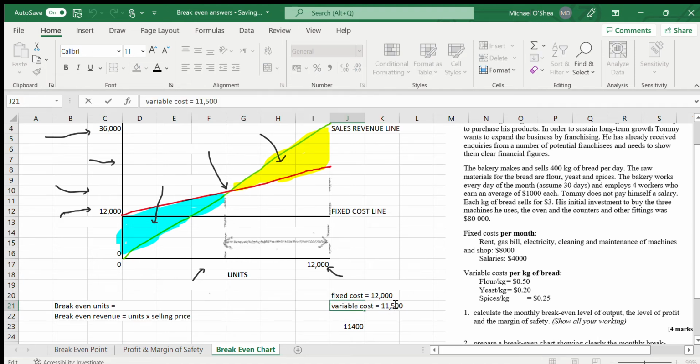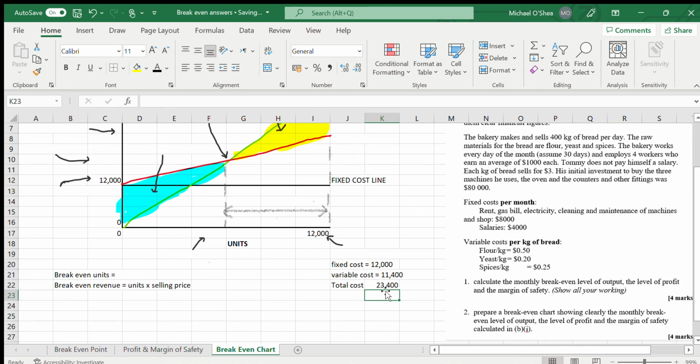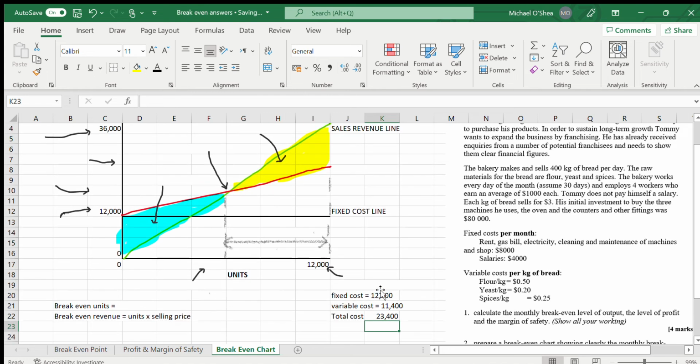So 11,400 is my number, and so obviously I have fixed cost at 12 grand, I have variable cost at 11,400. Those two added up get me total cost. So if I just add the two of those, it's going to be equal to 23,400. So 23,400 is my total cost when I sell 12,000 units. Because again, I multiply 12,000 by 0.95.